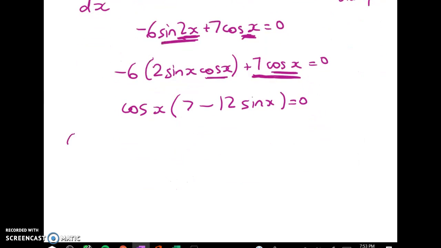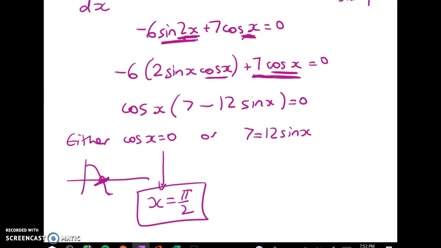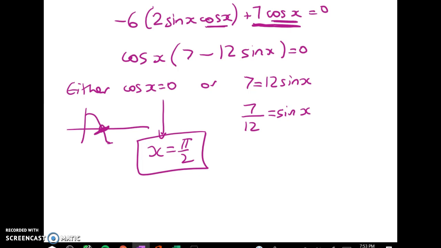So the stationary points will happen when one of these things is true. Either cos x equals 0 or 7 equals 12 sine x. And we're looking for solutions between 0 and pi. So just quickly, as usual, sketching, I can see that here there's only one solution, which is that x equals pi on 2. And here I need to solve 7 over 12 is equal to sine x. Now let's draw a quick sketch of the sine curve. See, all of that work you guys did on level 3 trig is paying off. Here's my sine curve. I'm interested in this bit here, just from 0 to pi, and I'm looking for the intersection with 7/12. So I'm not going to use general solutions or anything crazy like that.